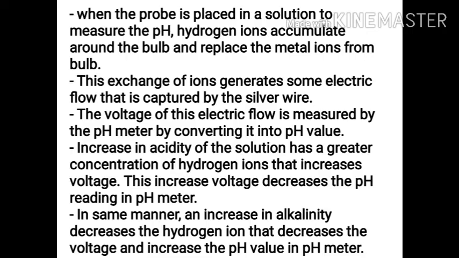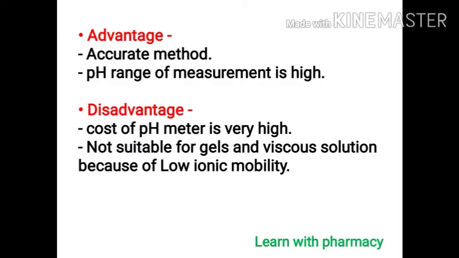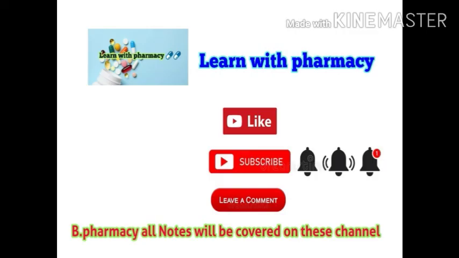Advantages of electrometric method are: It is accurate method and pH range of measurement is high. Disadvantages are: cost of pH meter is very high, and it is not suitable for gels and viscous solutions because of low ionic mobility. Here is the end of our topic.